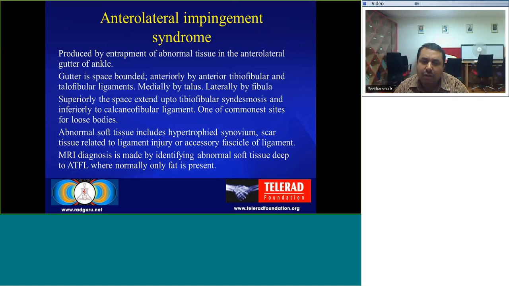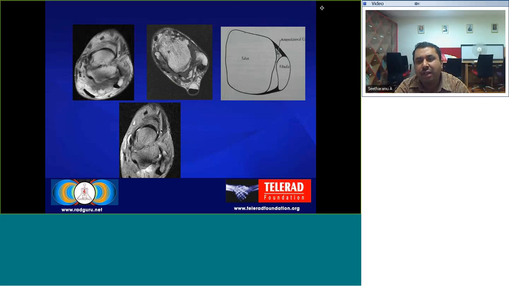ligament. So the diagnosis is usually made by identifying abnormal soft tissue deep to the anterior tibiofibular or talofibular ligaments, because normally the space should contain only fat, which is bright on T1. So anything other than fat in that space is abnormal. So if you look at these, this is the schematic diagram: talus, fibula, and this is the anterolateral gutter.